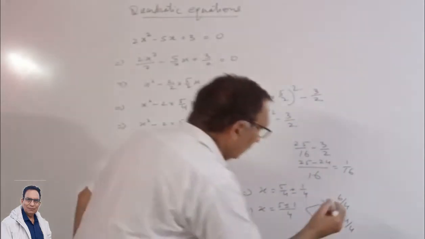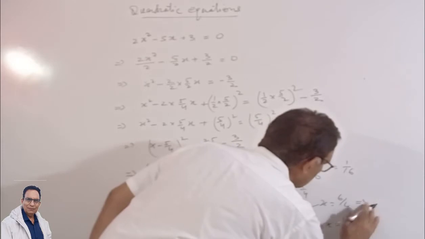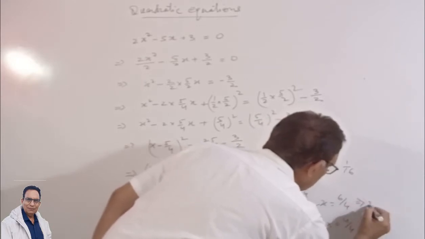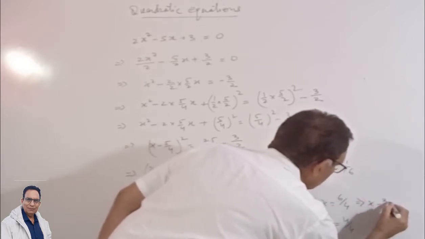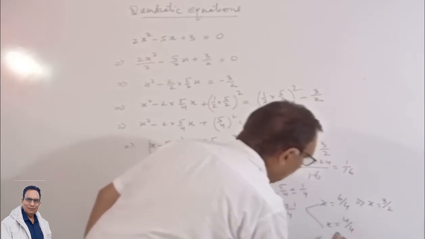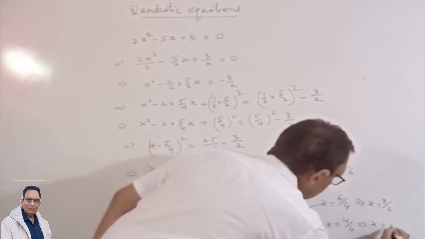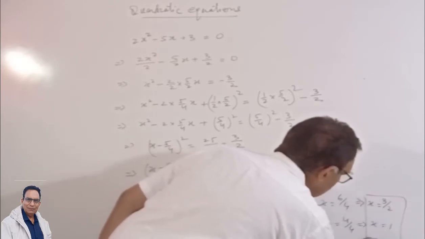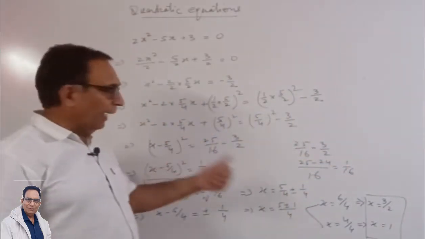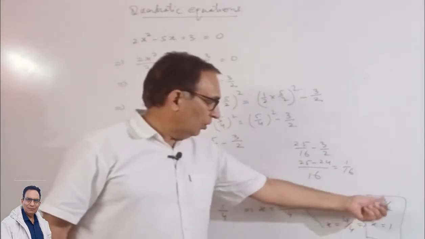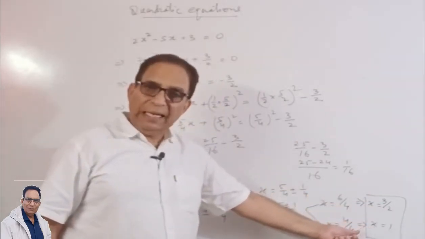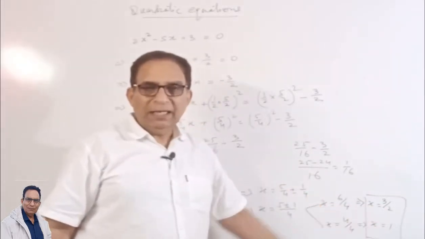6 over 4 is what? 6 over 4 is equal to 3 over 2. And 4 over 4 is equal to what? 1. So here, the two roots of x are 3 over 2 and 1. I hope it is clear.